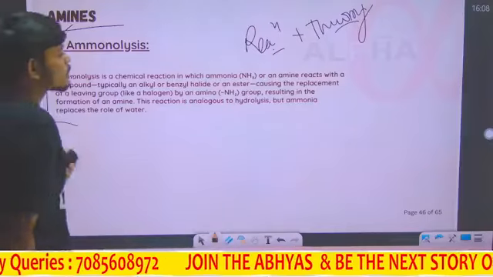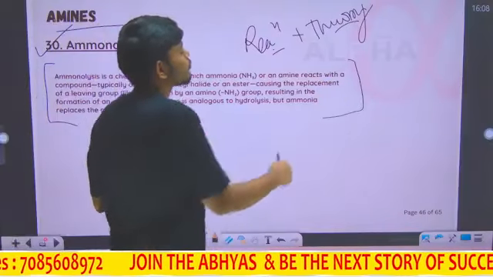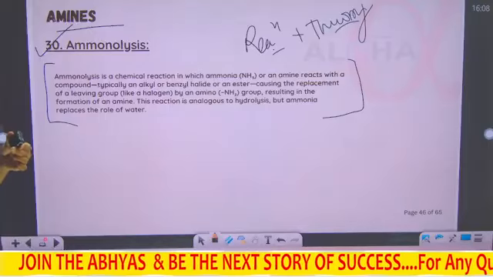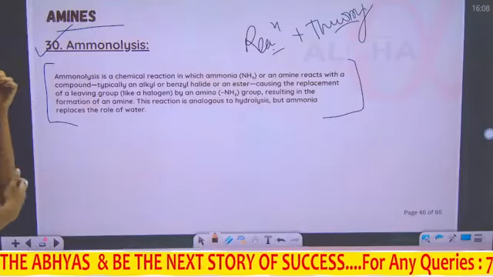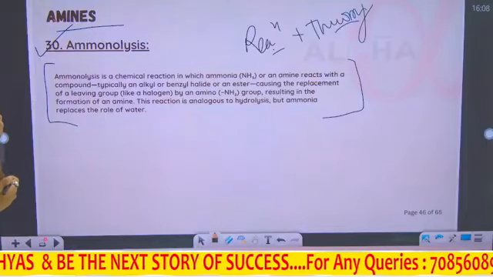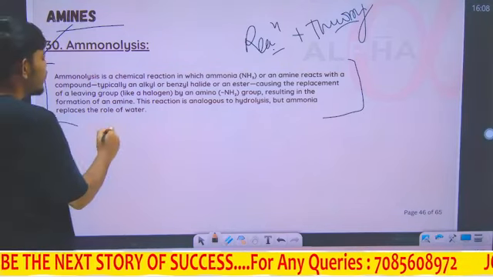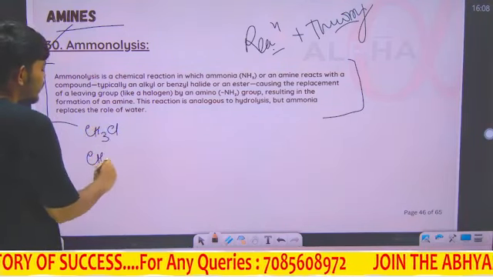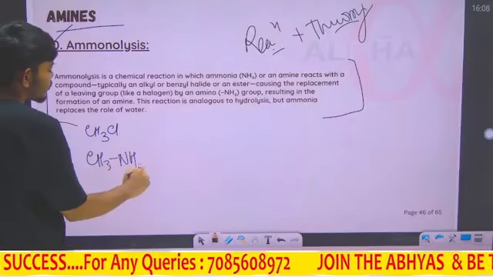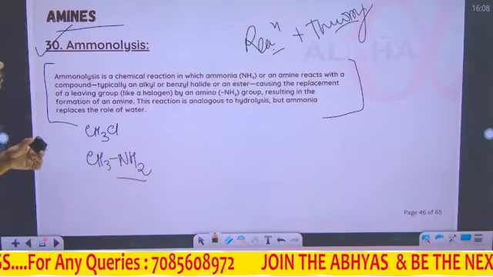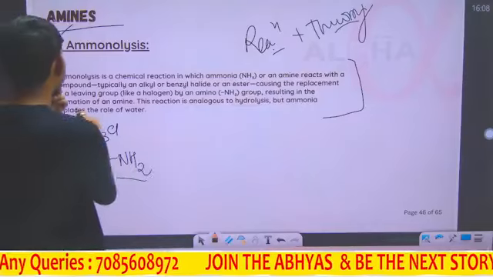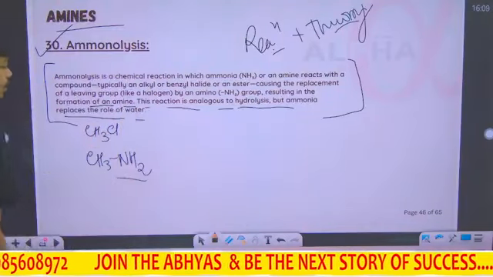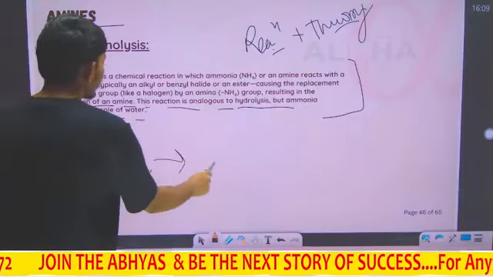Starting with ammonolysis. Ammonolysis is nothing but preparation of amine containing groups. It is a chemical reaction in which ammonia or an amine reacts with a compound, typically an alkyl or benzyl halide, or an ester, causing replacement of the leaving group. Cl will leave from CH3Cl, and the NH2 group will be introduced. Resulting in the formation of an amine, this reaction is analogous to hydrolysis, but ammonia replaces the role of water.